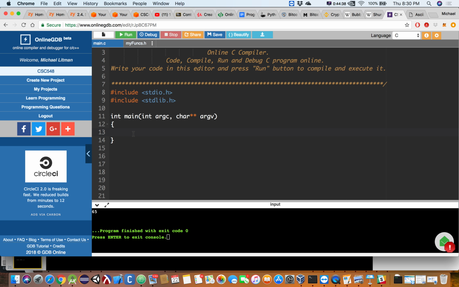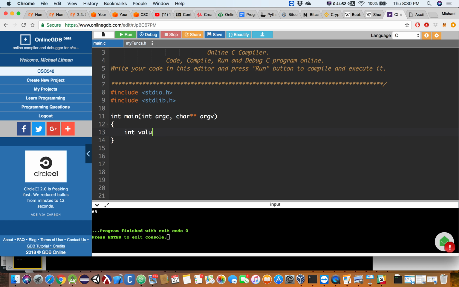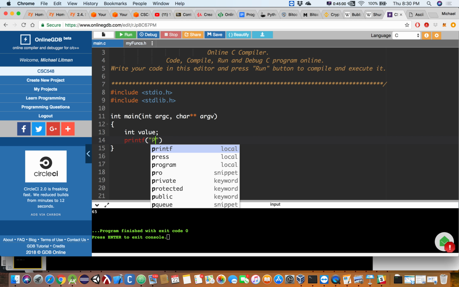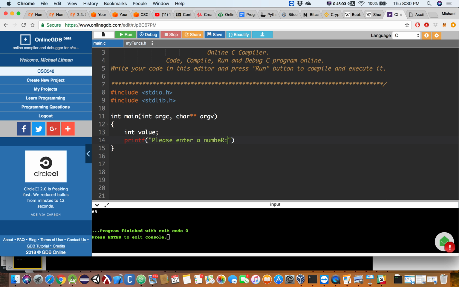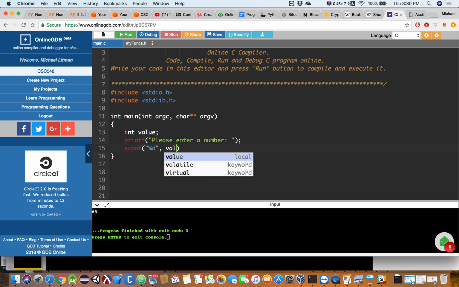So I'm going to go ahead and read something in from the user. So we use scanf to do that. Let me get, we're going to create an int called value. And then I'm going to go ahead and say printf, please enter a number. Then we'll do scanf, and we're going to be reading in a decimal value, and we're going to read that into value.